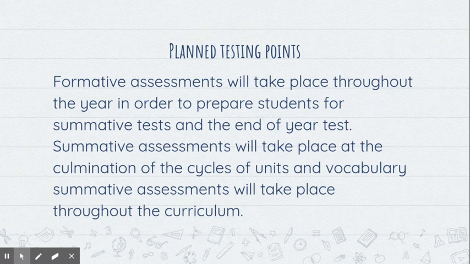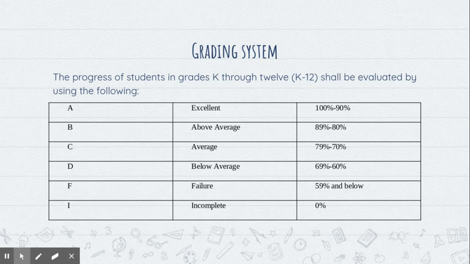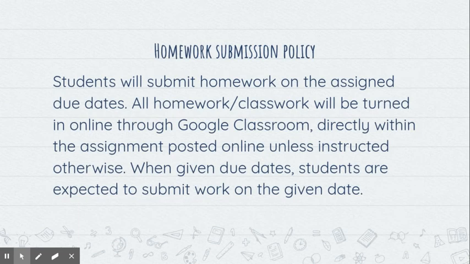Our planned testing points. Formative assessments will take place throughout the year in order to prepare students for summative tests and the end of the year test. Summative assessments will take place at the culmination of the cycles of units, and vocabulary summative assessments will take place throughout the curriculum. Here is a look at our grading system for the year. In the past, you were graded from 4 through 0. This year it will be A through F, and you will be graded based upon percentages.